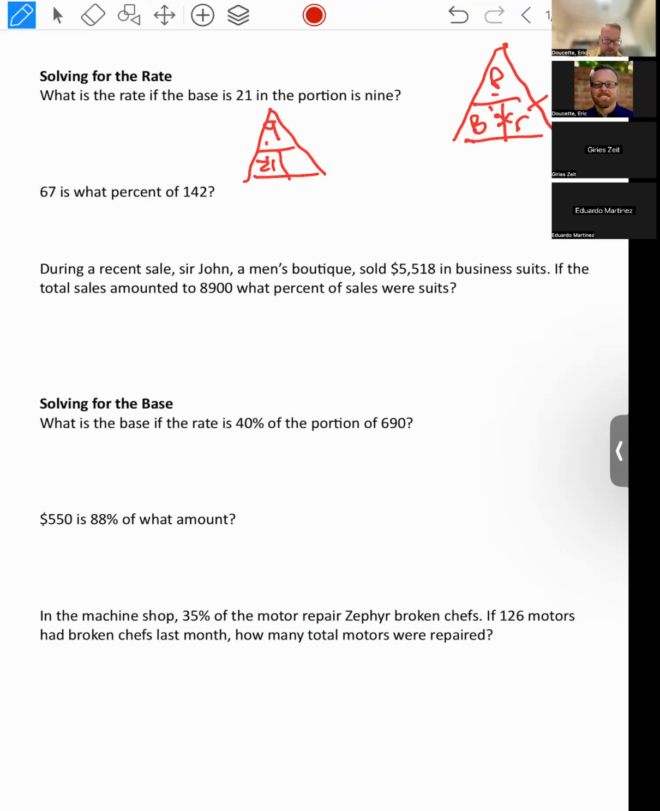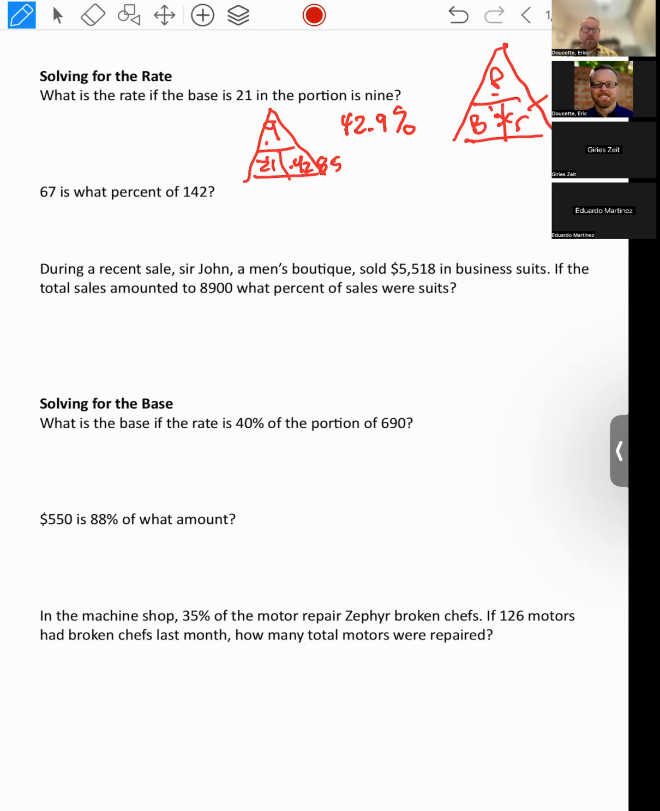9 divided by 21, I would divide the portion by the base, comes out to 0.4285. I'm going to add it all because it's going to make a difference. It depends on what they want us to round to, but let's just round to the tenth percent. So in this case, it would be 42.9%. So 9 is 42.9% of 21.